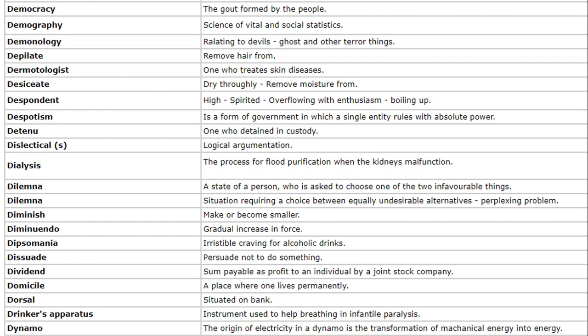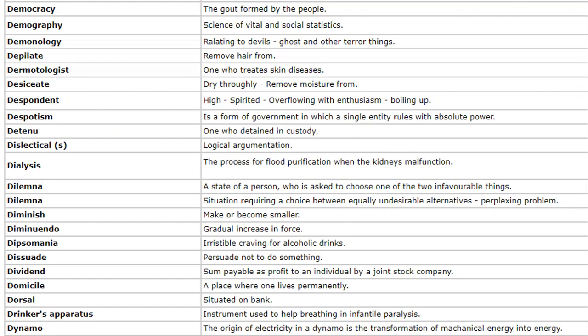Very perplexing problem. Then diminish, that is become smaller. Then dipsomania, that is irresistible craving for alcoholic drinks. Then dividend, that is what, sorry, dissuade is persuade not to do something. Then dividend, that is sum payable as profit to an individual by a joint stock company.